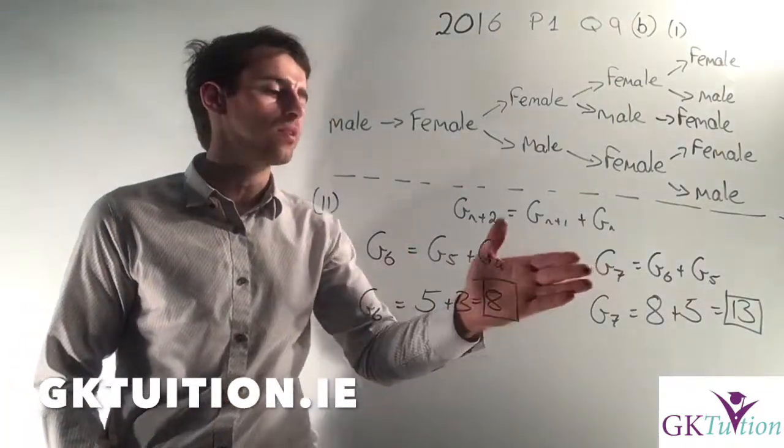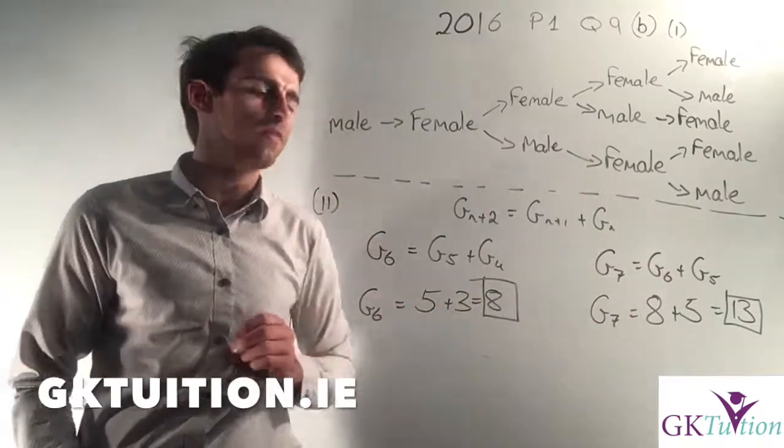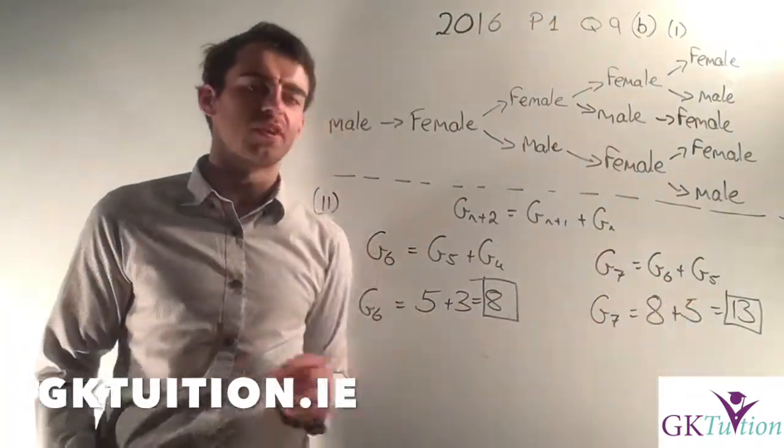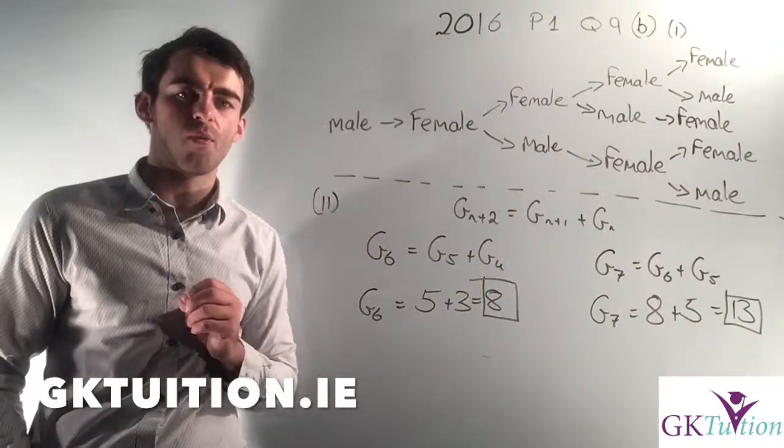We can continue that on to find the next generation. G7 will be G6 plus G5, which is 8 plus 5, which is 13. So these are my answers to part 2, and this is my answer to part 1.